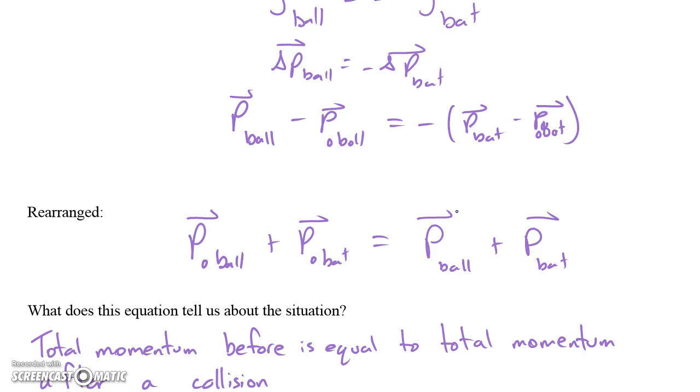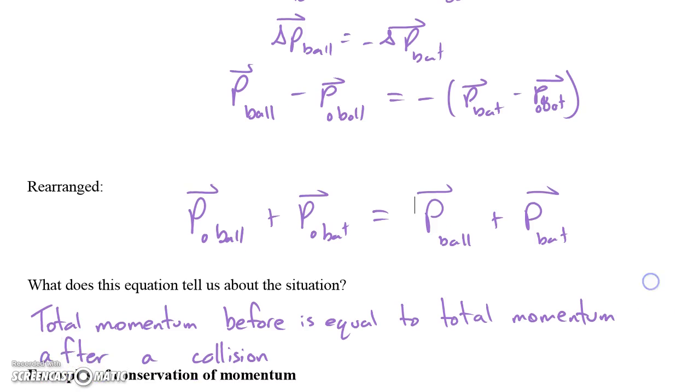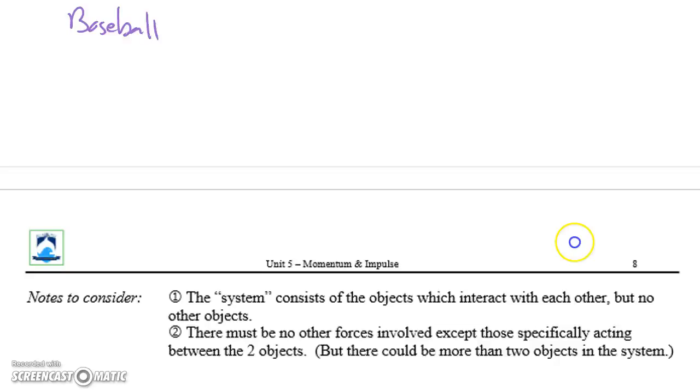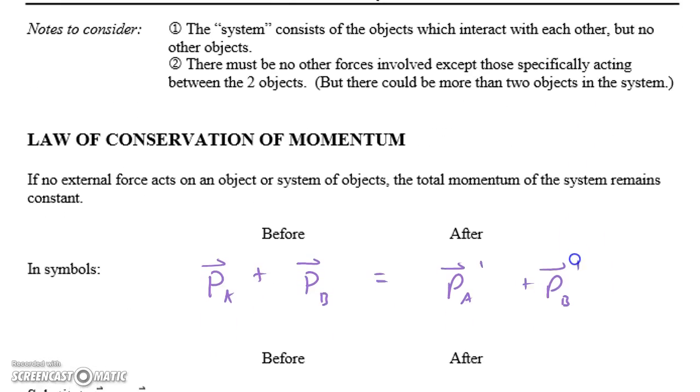And that's a very, very useful thing. That's something that has been proven to always be true. And that's again what you saw in the different types of collisions in that investigation. The total momentum before is always going to be equal to the total momentum after. So we'll come up with some different examples. We've obviously talked about baseball, so that's one, but we'll come up with some more examples in class of where we see conservation of momentum.